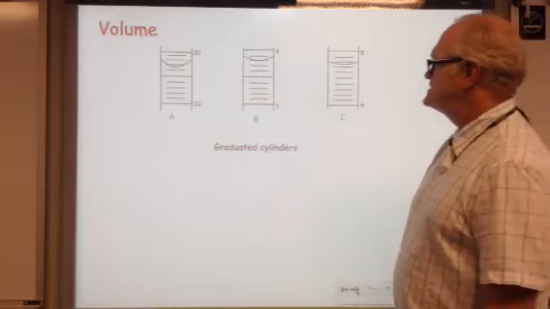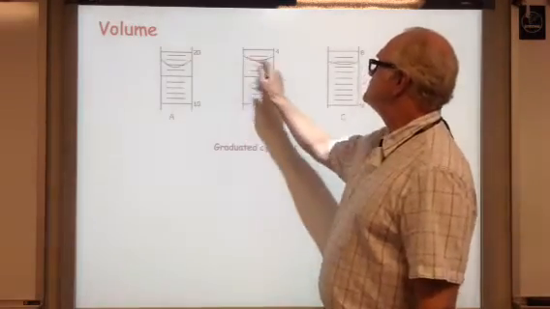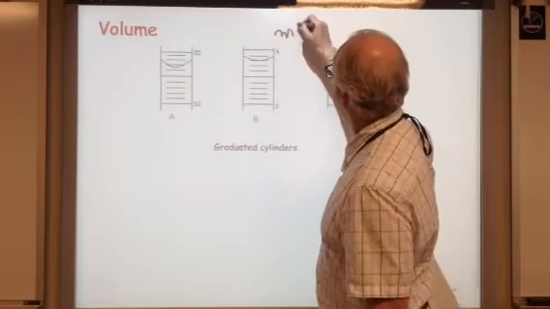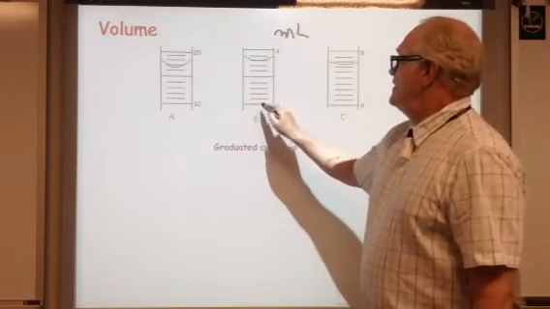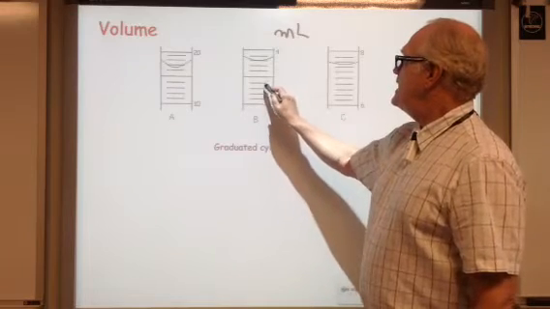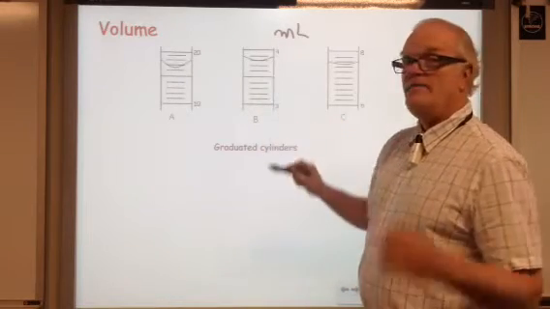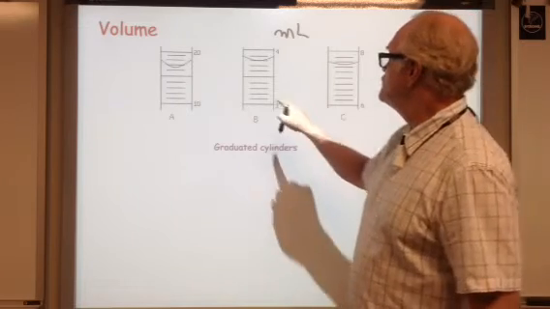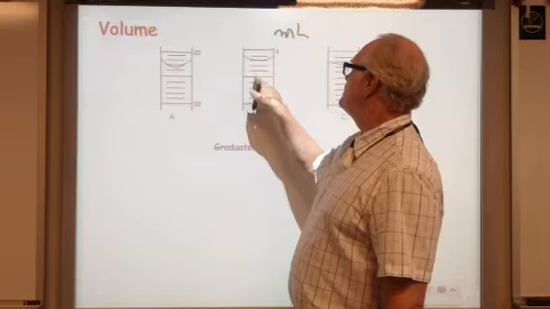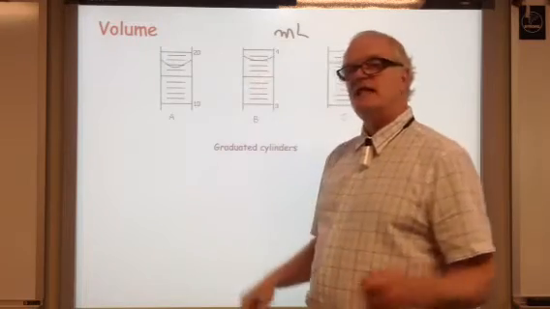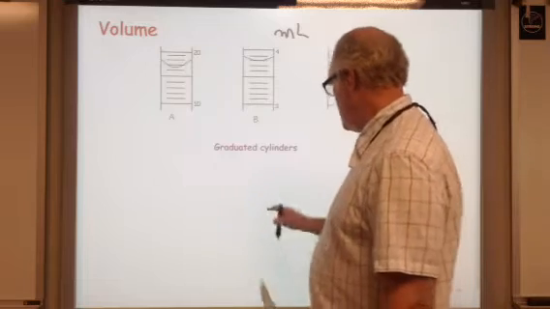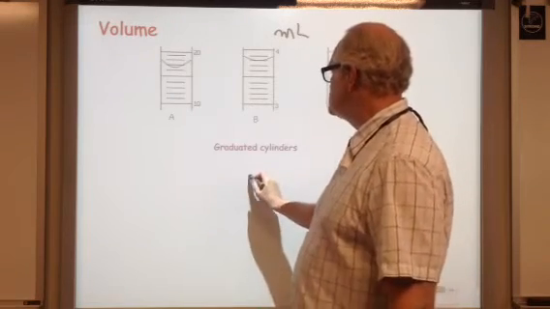Let's try graduated cylinder B. It's got some liquid in it. Again, we're working in milliliters. These numbers are in milliliters. It's more than 3 milliliters, less than 4. Each mark here is 1/10 of a milliliter. So there is more than 3.5, 3.6. It looks like there's exactly 3.8 milliliters of liquid in this graduated cylinder.